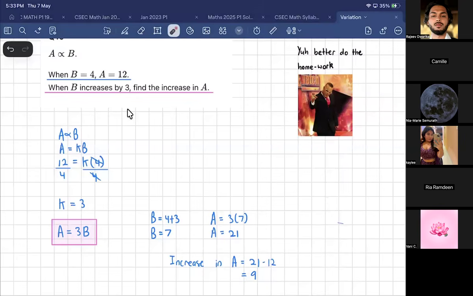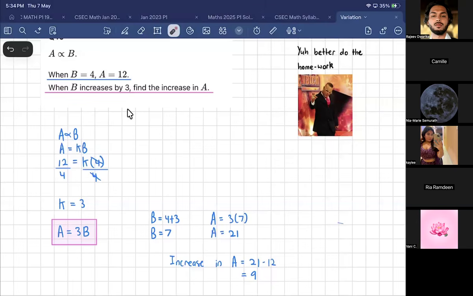Let me understand what's happening, right, Ria? They're saying when B increases by 3. First of all, Ria, if I tell you the amount of money I'm working for increased by $5, what do I mean? You got $5 more than what you were originally looking for. Right. So what was the original value for B? 4. If it increased by 3, how much is it now? 7. Alright. So you have B is equal to 7, right?